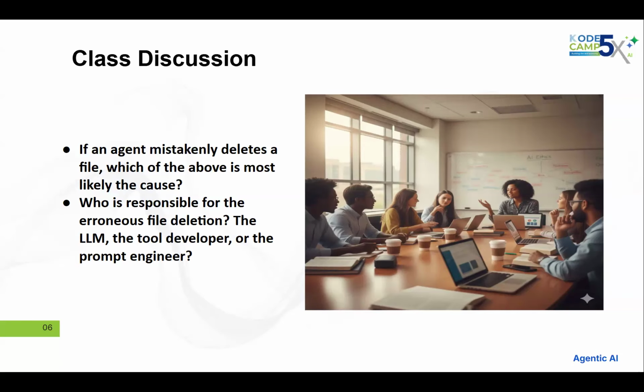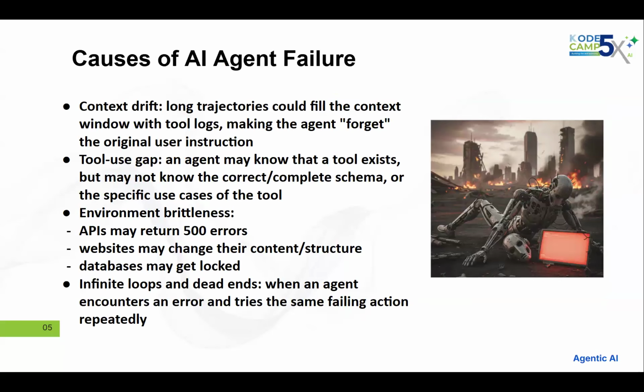Okay, there was a question that I skipped. I'm going back to the previous slide: which of these is likely to be the cause of that failure? Is it context drift? Is it tool use gap? Is it environment brittleness? Or is it an infinite loop or dead end? Or is it some other cause that we didn't mention here? The question now is not who is responsible. What was the likely cause of this failure?